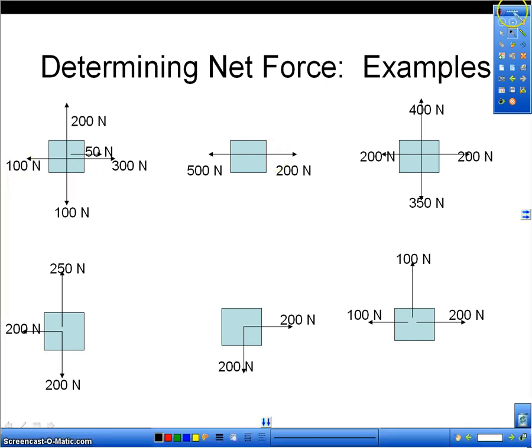I'm going to do one of them together with you. The rest of them I'm going to leave, and we're going to go over in class tomorrow. So we're going to do this first one together. First of all, notice that the 300 and the 50 are together. So that gives you a total of 350 to the right and 100 to the left. So if I redraw this box, 350 to the right and 100 to the left give me a net to the right of 250 newtons.